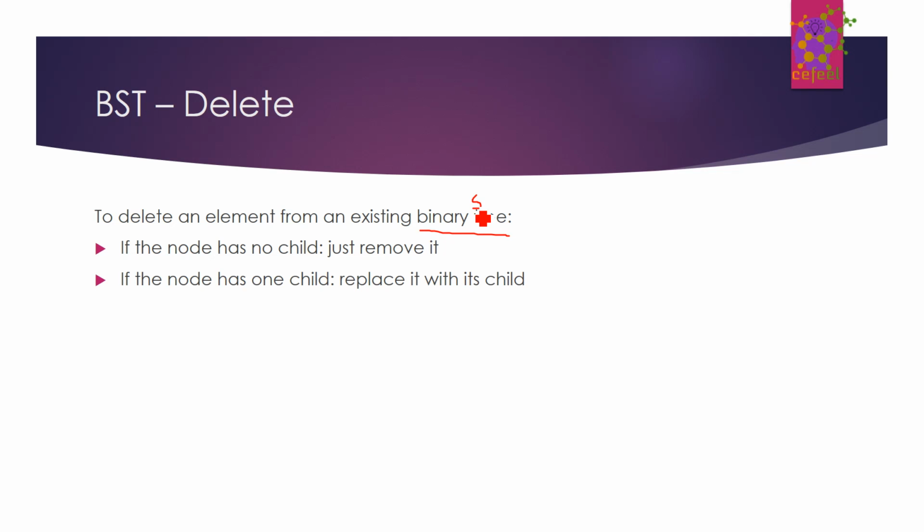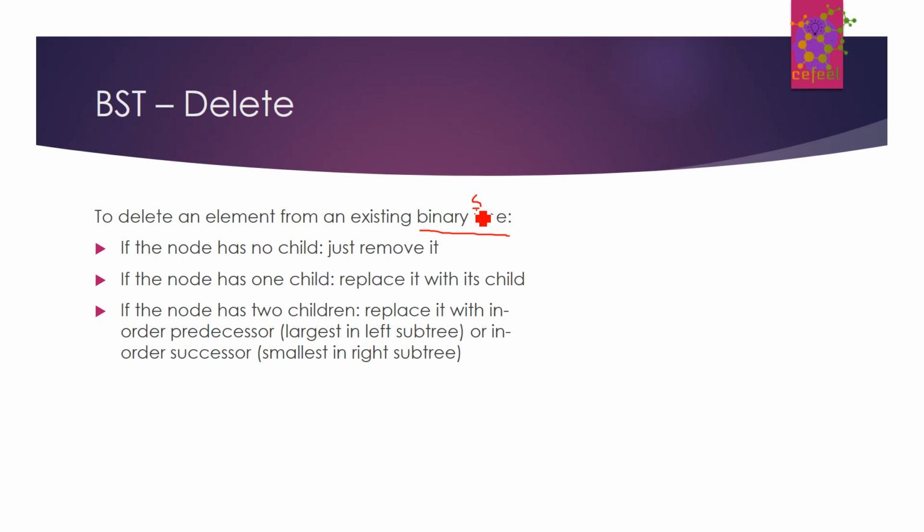If the node has one child, then we just replace it with its child. Remember, we need to make sure the binary search tree property is not violated. And if the node has two children, this is when the algorithm becomes a little complicated. There are two options. We can either replace it with the largest element in the left subtree, which is its in-order predecessor, or the smallest element in the right subtree. So there are three conditions in the delete.